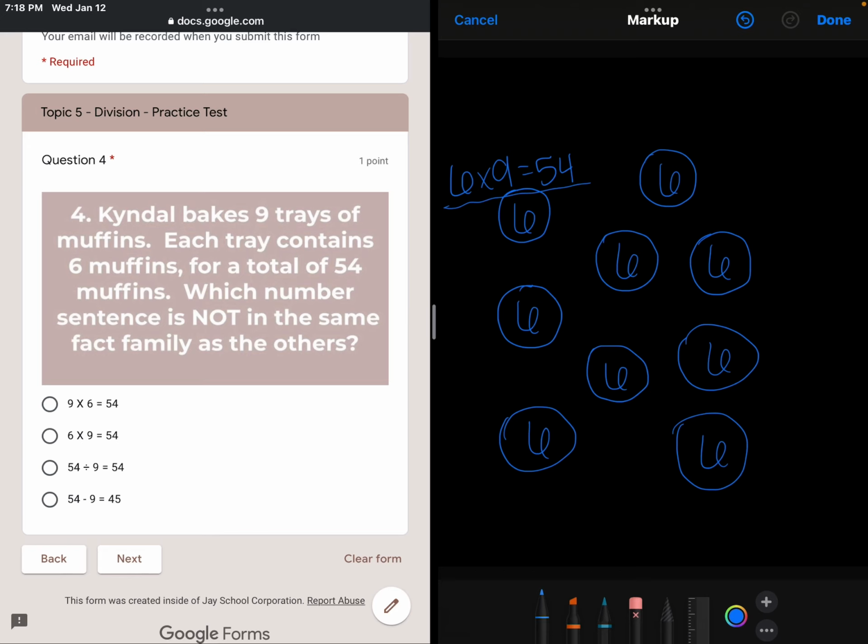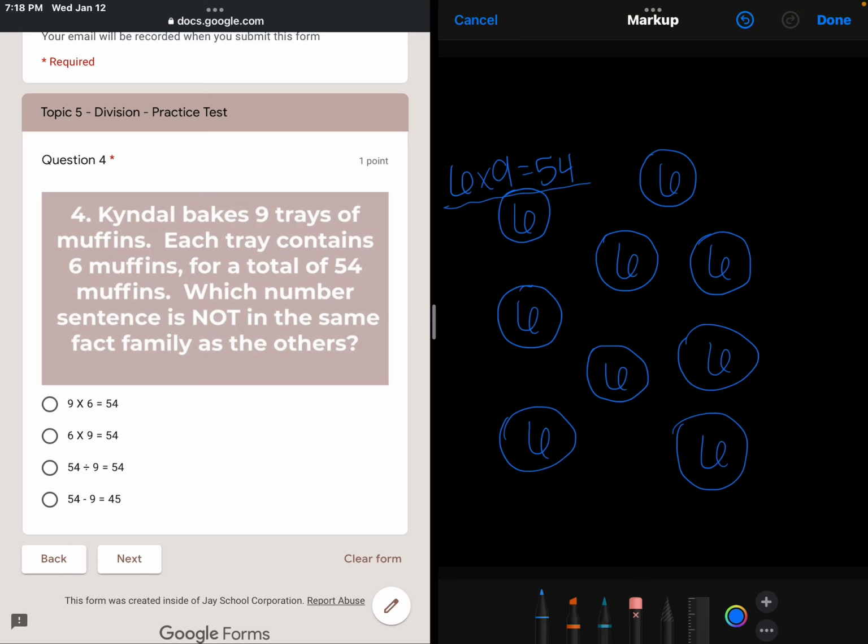But just know that if it said 54 divided by 9 equals 6, that's still part of that fact family. You're still using those same numbers. And even though it's division, that's fine, okay? Because it still works with that. You can have 2 multiplication problems and 2 division problems. They're all part of that fact family.